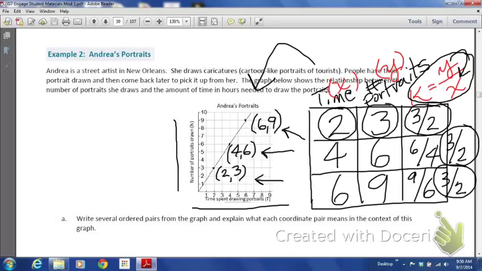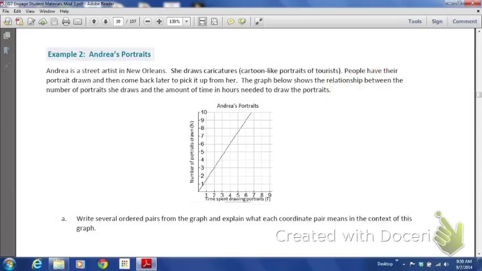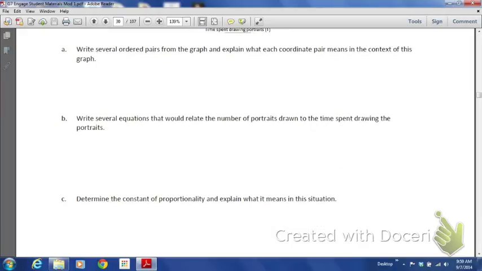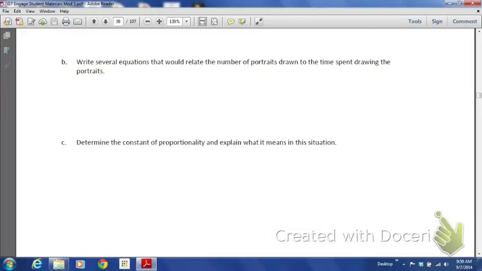Now we are also asked to go down here and look at, so they want you to write several equations that would relate the number of portraits drawn to the time spent drawing the portraits. Now we can do that in a couple of ways. I mean, we could have t equals 3 over 2 n.